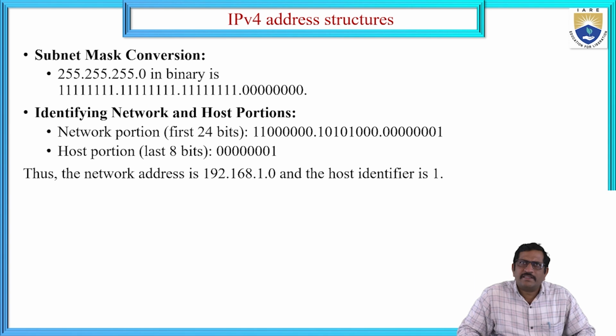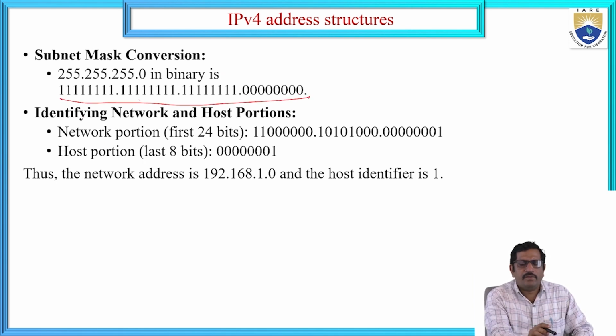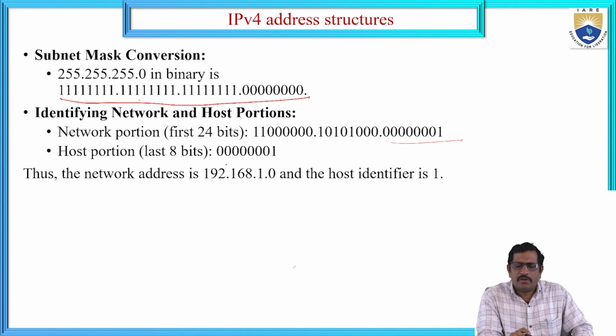Here is the subnet mask also the same, 255.255.255.0. This is the binary equivalent of 255.255.255.0, and we identify the network and host portions. The network portion is the first 24 bits, that is 11000000, 10101000 and 00000001. Here is the host portion, the last 8 bits. The last 8 bits are the host number.